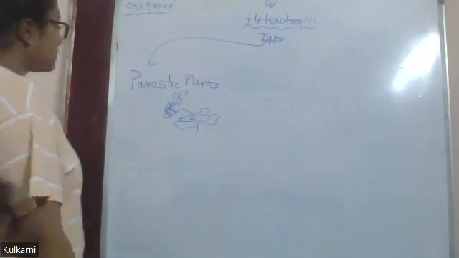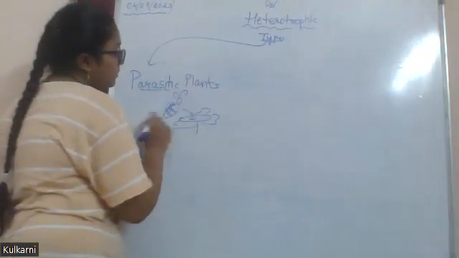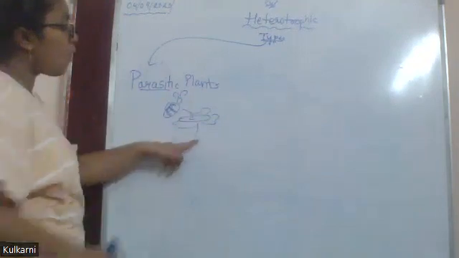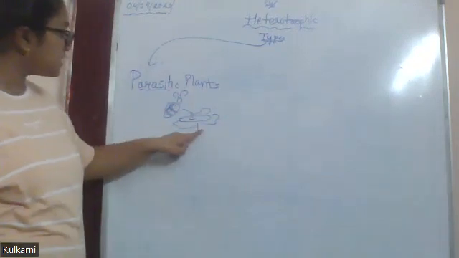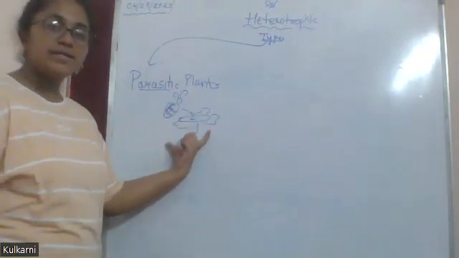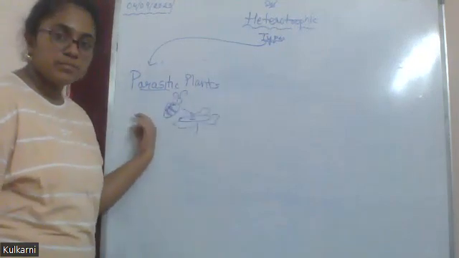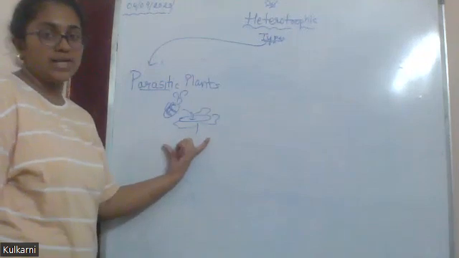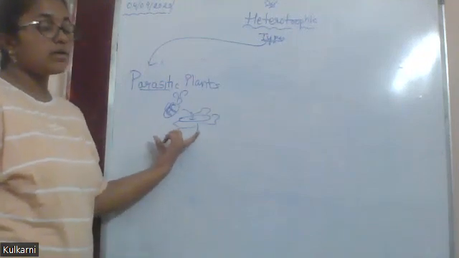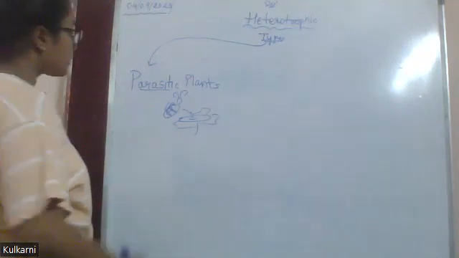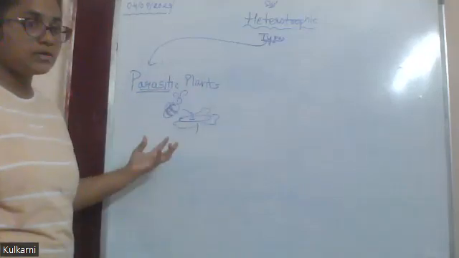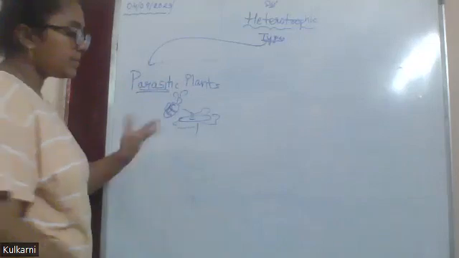Okay. So now, parasitic animals are those which take in nutrition from the host. Means, the host is the animal or the living thing that is giving nutrition to it. It takes the nutrition from the host without killing it. You should remember, without killing it. So, what are parasitic plants? Parasitic plants are the plants which take in nutrition from other plants.